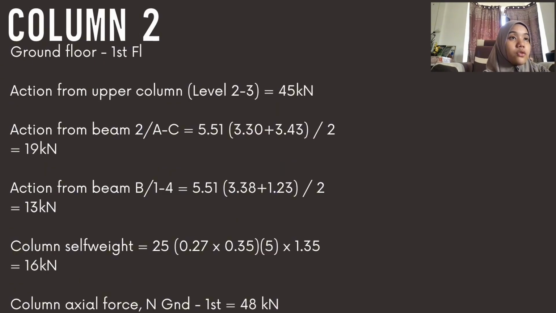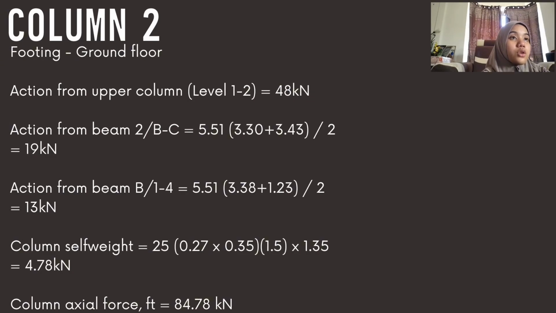Now is ground floor to first floor. Action from upper column we got is 45 kN. Action from beam 2AC, we got 19 kN. Action from beam B14, we got 13 kN. Column self-weight that we got is 16 kN, and column axial force ground floor to first floor is 48 kN.